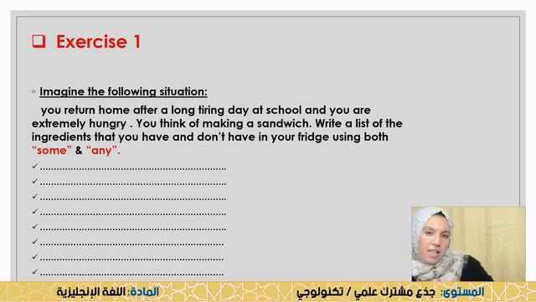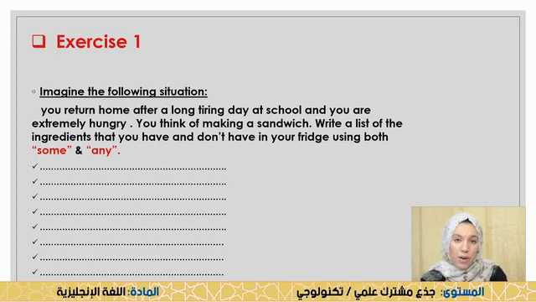Let me give you an example. You open the fridge and have a quick look at the things that you have and don't have. You say, okay, I want to make a sandwich. I have some tomatoes and some cheese, but I don't have any olives. I don't have any toasts. If you like sauces, you say, I don't have any sauce, and so on and so forth. So write the shopping list of the ingredients that you have and don't have using both some and any.